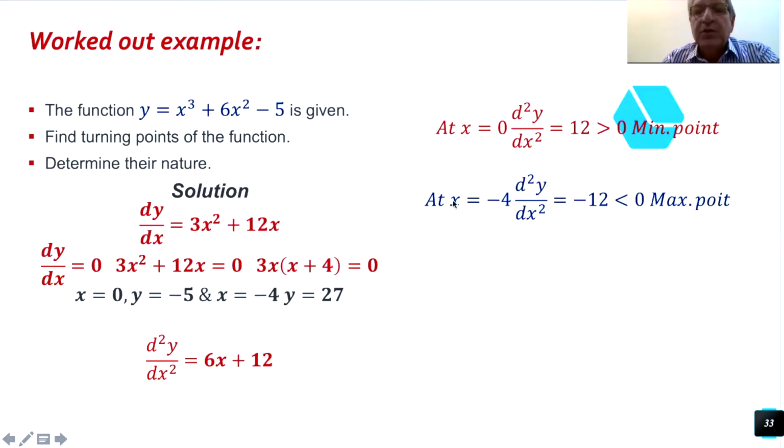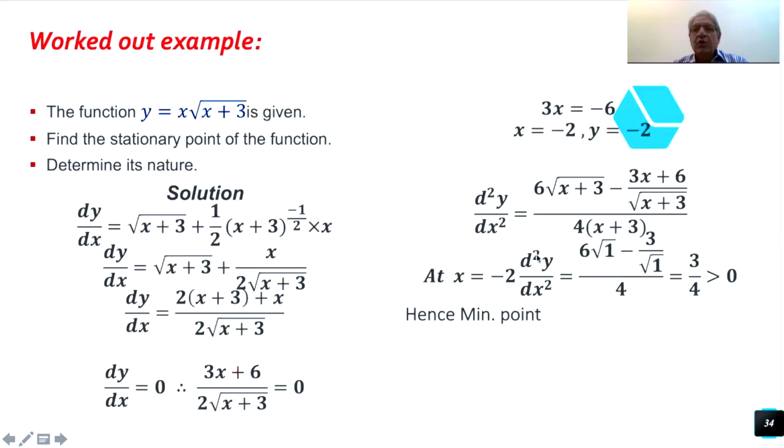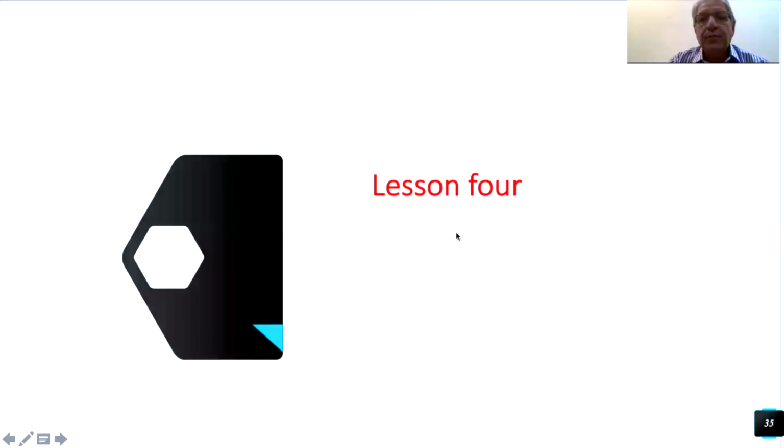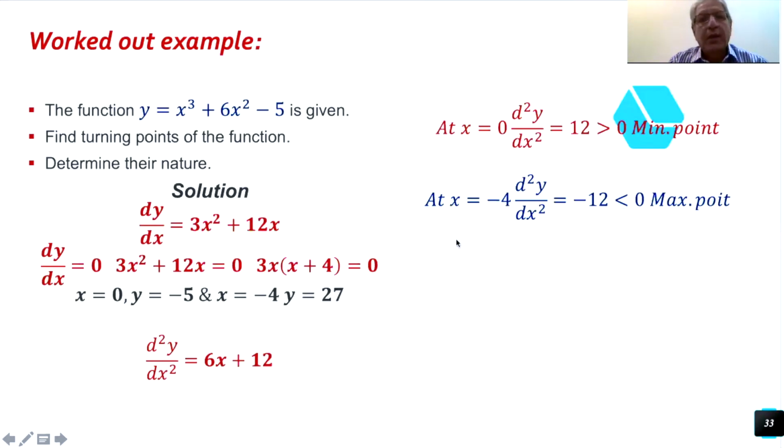Then you put x equal to negative 4. Just put negative 4 here. You are getting negative 24 plus 12, which is negative 12, which is less than 0. Therefore, this is a maximum point. Therefore, we know that at this point this is a minimum point and this is a maximum point.